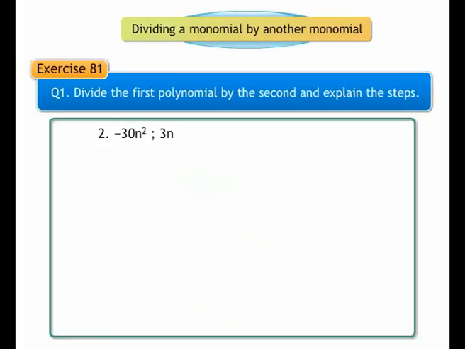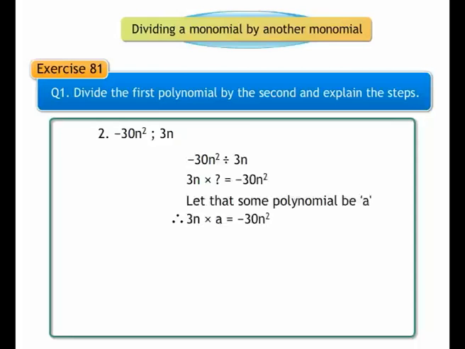2. Minus 30n square divided by 3n. This means to divide minus 30n square by 3n. This means when 3n multiplied by some polynomial will give you minus 30n square. Let that some polynomial be a. Therefore, 3n into a is equal to minus 30n square. To get a, we divide the coefficient of one monomial along with its variable with the coefficient of the other monomial along with its variable.